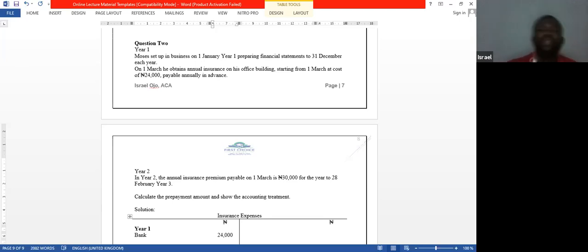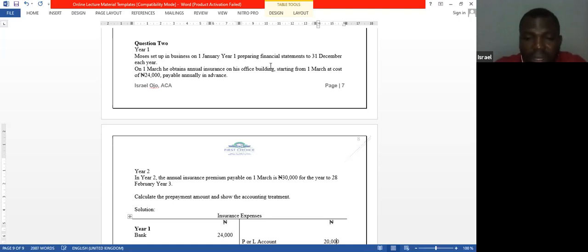From March to December, that gives us a total of 10 months. We have enjoyed 10 months because they paid on 1st of March. So the next thing to do is to prorate it. It will be 10 divided by 12 times 24,000, which gives us 20,000. It means the value that they've enjoyed is 20,000. That 20,000 naira is going to enter our profit or loss account. The balancing figure will not be our expense because we are yet to enjoy it. So we come here and put the profit or loss account, that's 20,000.